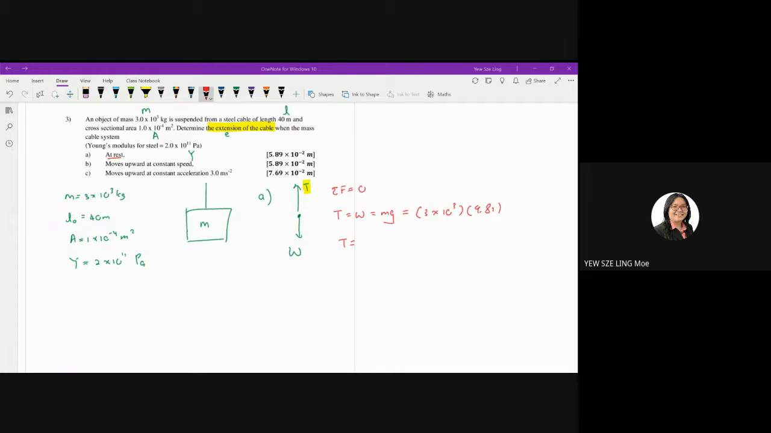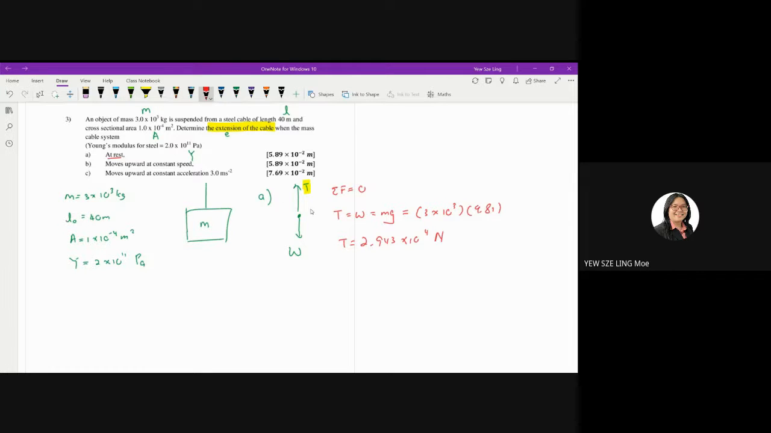So I have 2.943 times 10 to the power of 4 Newton. This is the answer for tension. This is the force that we're going to use in question A.